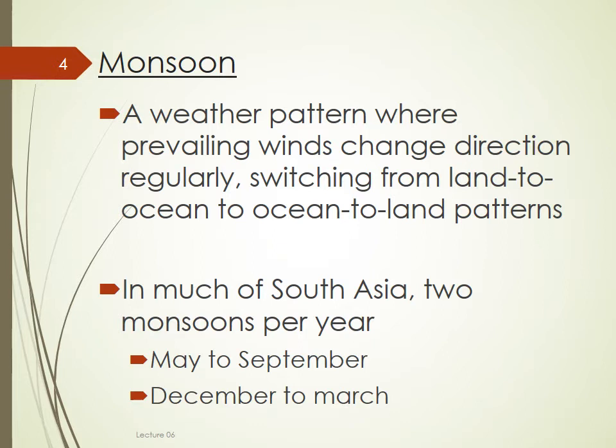During this ocean-to-land period, the monsoon proper, heavy, incessant rains fall across most of the region. There are two monsoons a year, May to September and December to March. These are regular and predictable. There are slight variations in the amount of rainfall, but there's always much more rain during the monsoon than not.